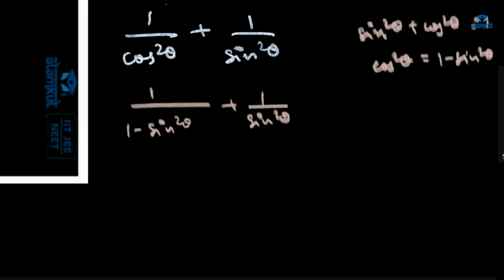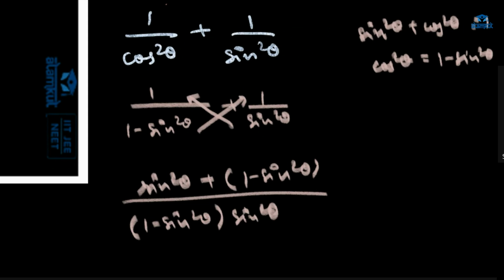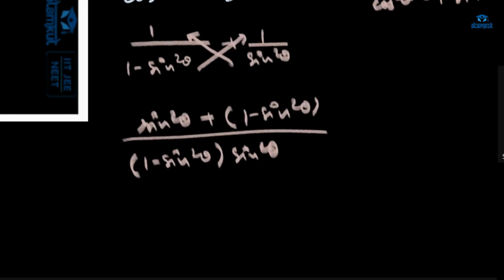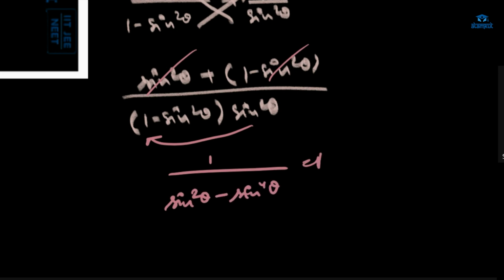Again, see, taking the LCM. Now it will go here and it will go here. So sine square theta plus 1 minus sine square theta, over 1 minus sine square theta times sine square theta. In the numerator we want 1, isn't it? Yes. And you see, sine square theta and minus sine square theta will get cancelled, yes or no? Yes. What we are left with? 1 upon, now do the distribution using the distribution law, sine square theta minus sine to the power 4 theta. Now you got it or not? Yes, ma'am. It is the RHS only.